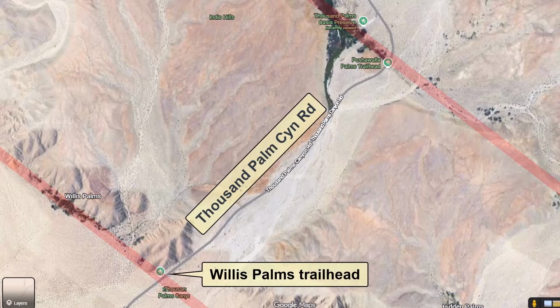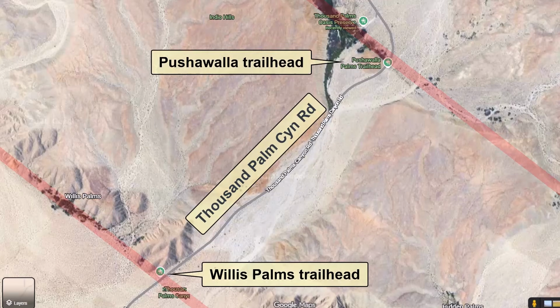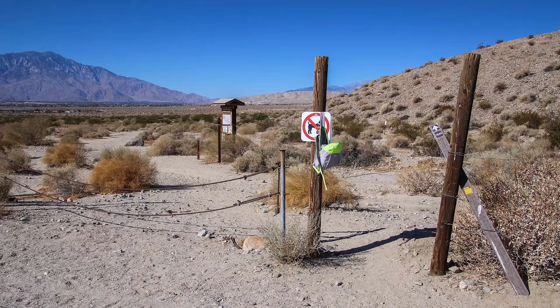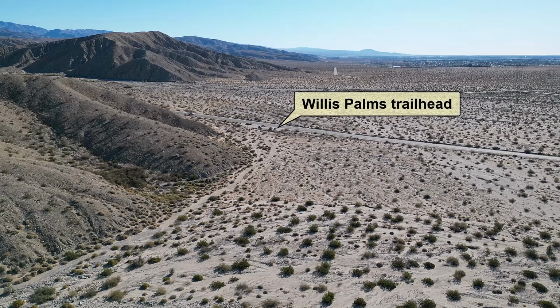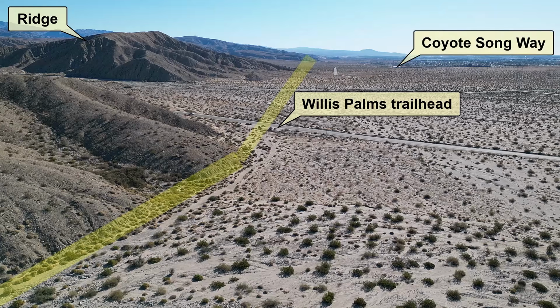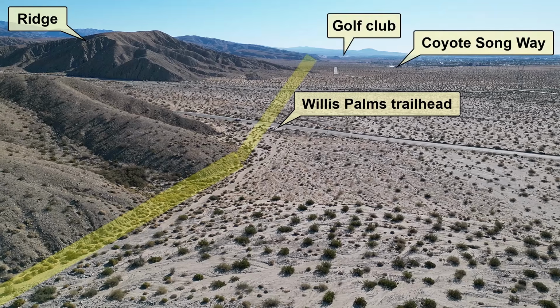Navigate to Willis Palm Trailhead, just down the street from Pushawalla. The trailhead is easy to find. Here's a view from above at the trailhead. Over here is where we climbed that ridge to see the other fault. The Banning Fault comes from this direction. Here's Coyote Song Way over here, and here's the golf club way in the distance.